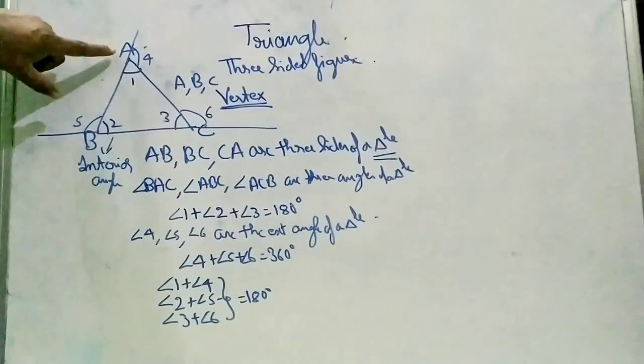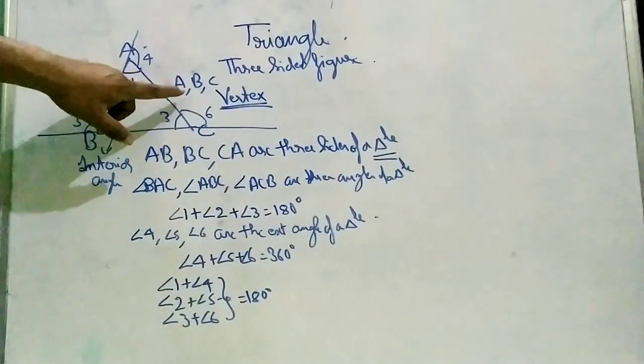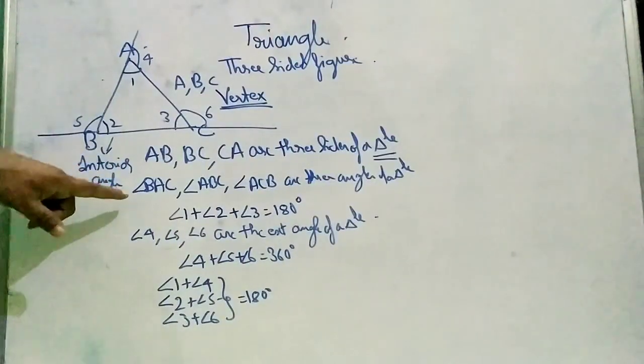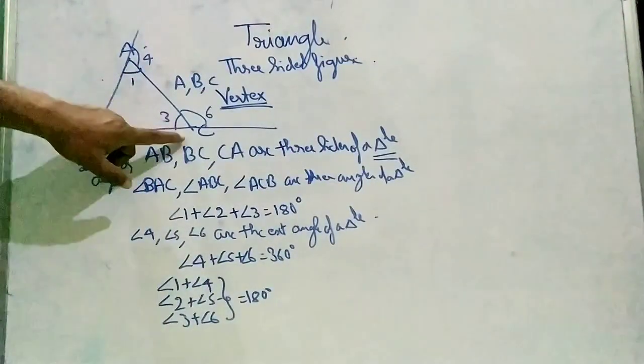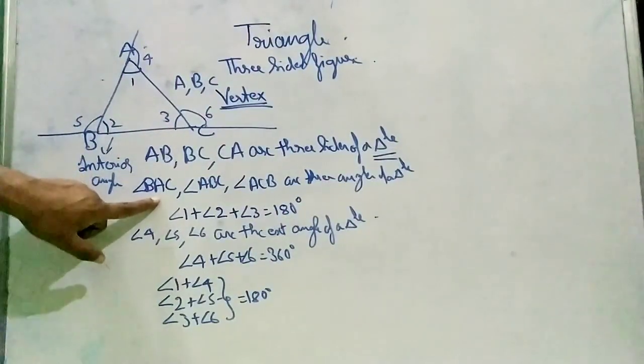So, triangles are basically three-sided figures. There are three sides. A, B and C individually are called vertices. AB, BC, CA are the three sides of a triangle. There are three angles: angle BAC. The vertex of the angle which you have to mention should be written in between.